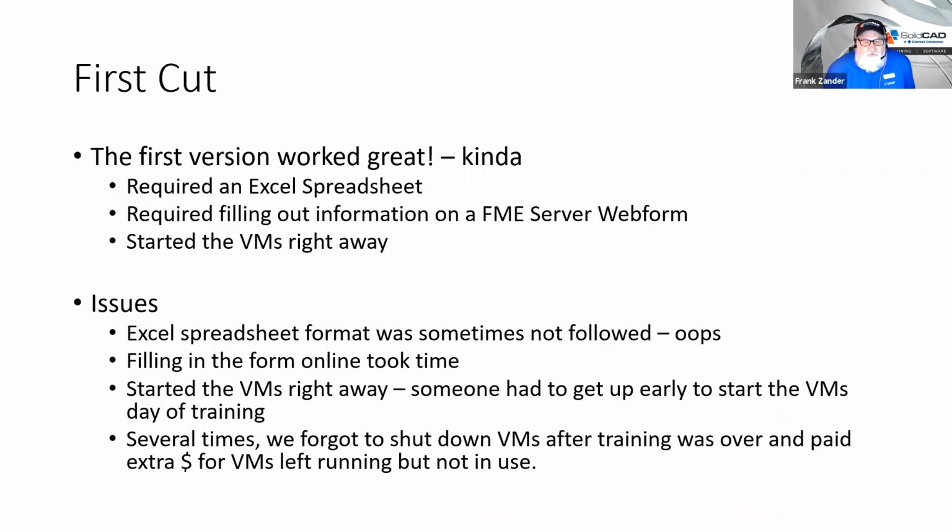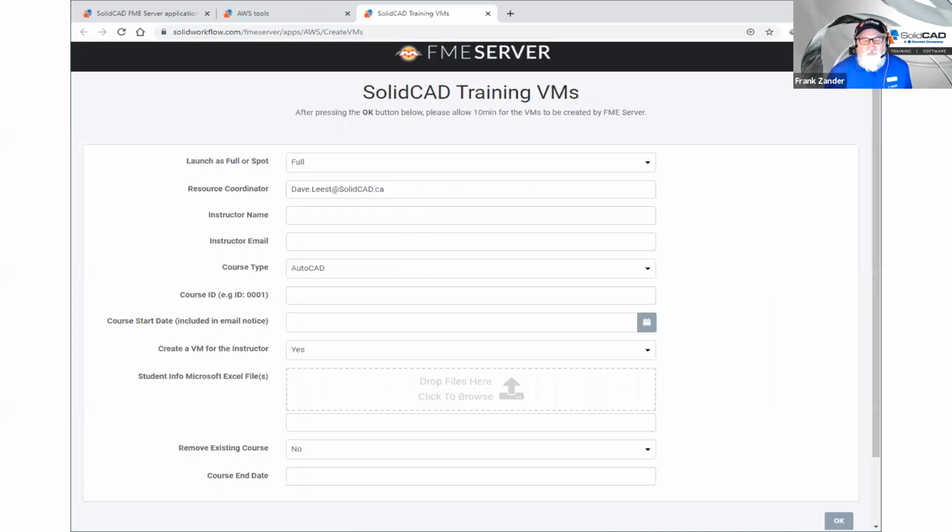So let's take a look at the first cut. Well, the first version worked great, kind of. It required an Excel spreadsheet, and it required filling out information on an FME Server web form, and it started the VMs right away. So let's take a look at what that slide looks like. Yeah, so this is what the initial thing that we created was set up for.